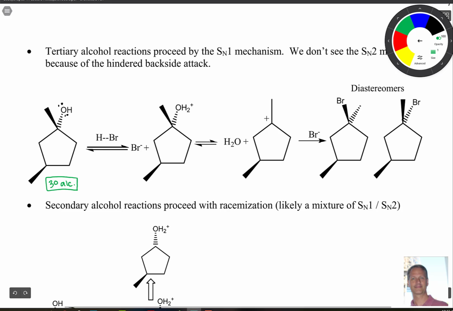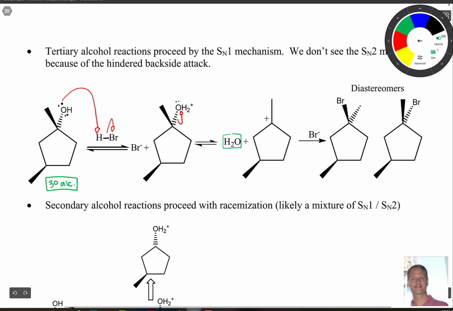The first step that would happen in this situation is, and that's just a line right there, not a dash, we're going to come around and grab an H. So that'll make our OH2+. And because we're tertiary, we have the capability of just kicking that off. So here's your loss of water. And then you get this carbocation.